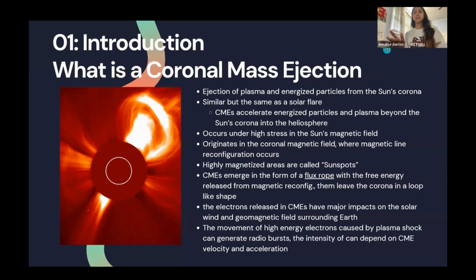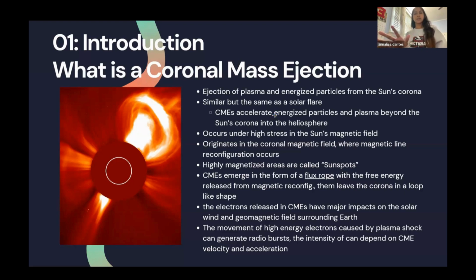So CMEs occur under high stress in the sun's magnetic field. This is because magnetic line reconfiguration occurs whenever the sun's magnetic lines are under too much stress. And when this reconfiguration occurs and the excess energy is dispelled, it emerges from the sun in the form of a CME, specifically in the form of a flux rope, which then leaves the sun's corona in the shape of a loop, which you can kind of see here.